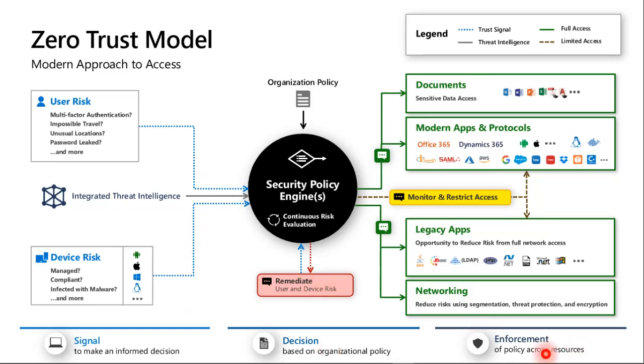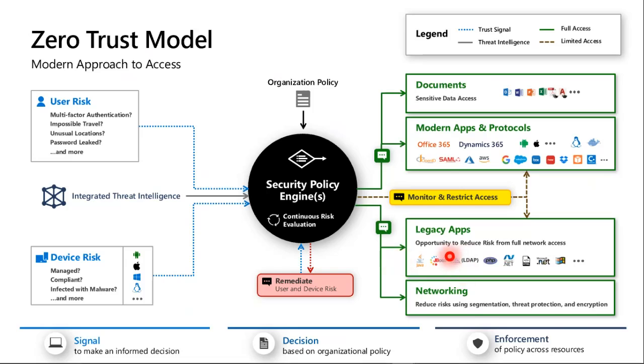And then the enforcement realm, we break it into four categories. Documents and data, modern applications and protocols. If you see here, you're starting to see some names pop up, not all Microsoft names. That's because zero trust mandates that. It doesn't say Microsoft zero trust model. This is zero trust for doing business in your organization. So whether it's Office 365, Dynamics, AWS, from a modern app and protocol perspective, it has to be able to feed into this and be evaluated.